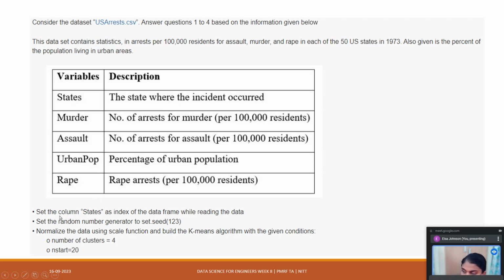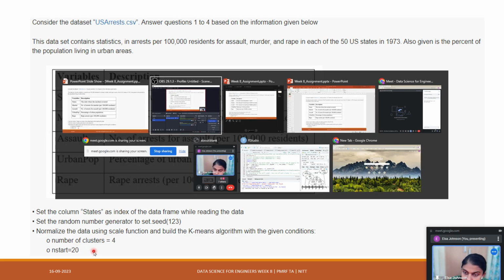First, we have to set the column states as index of the data frame while reading the data. Then set the random number generator with set.seed 123. Normalize the data using scale function and build the k-means algorithm with the given conditions: number of clusters equal to 4 and n start equal to 20. These are the steps to be carried out. So we'll move on to RStudio.